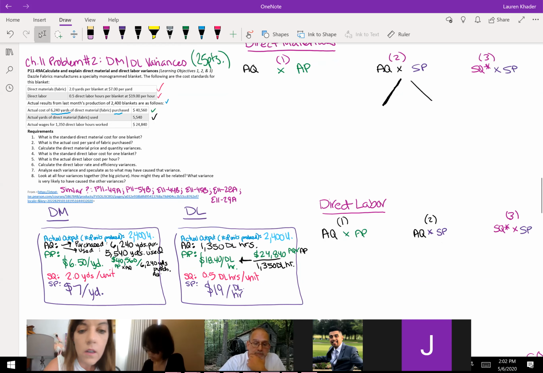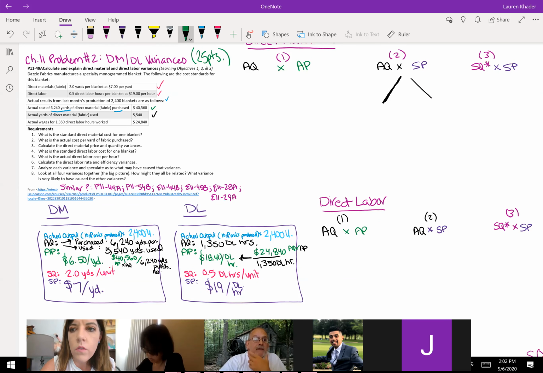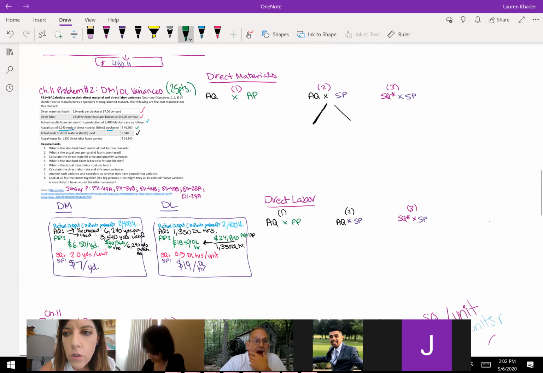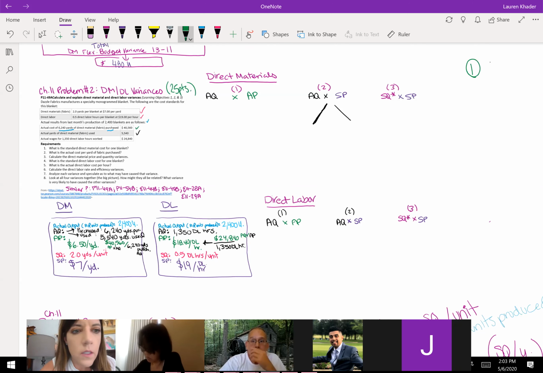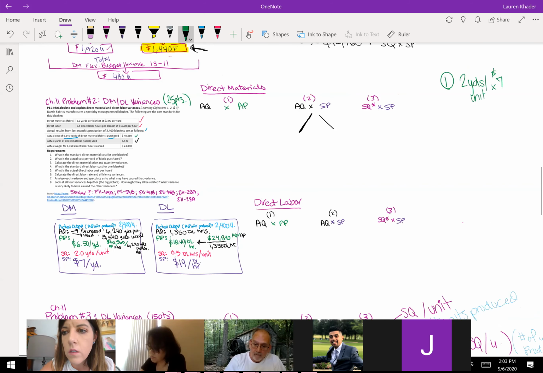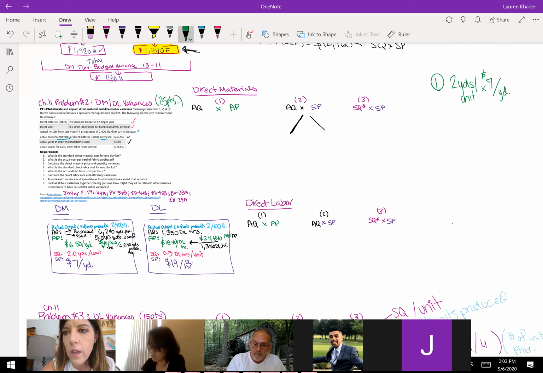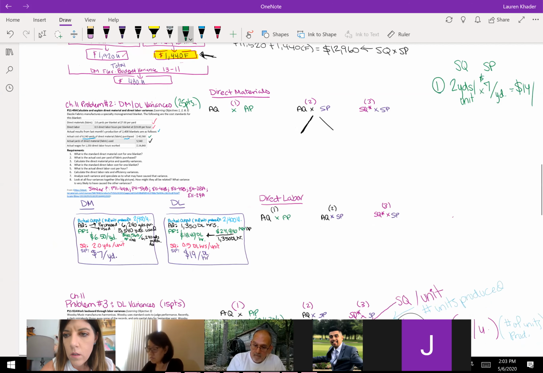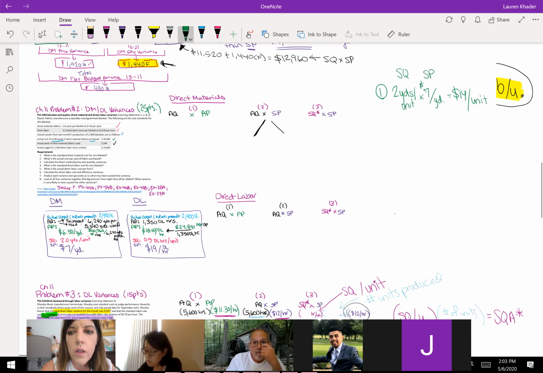You're going to take yards times $7 a yard. So I'll just put the answer for number one. 2 yards per unit times $7 per yard in the standard cost. So this is the standard quantity, standard price, to get $14 per unit. When you multiply yards per unit times a dollar amount per yard, the yards is eliminated and you're left with a dollar amount per unit.